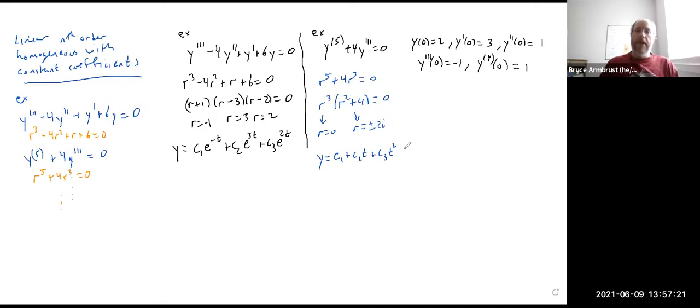And then the plus or minus 2i is going to give us sine and cosine. So we get C4 times the cosine of 2t plus C5 times the sine of 2t. That's what that one's going to look like. Now it's just a matter of figuring out what the C's are. This is where we're going to make use of our initial conditions. So we have to start by getting some derivatives.